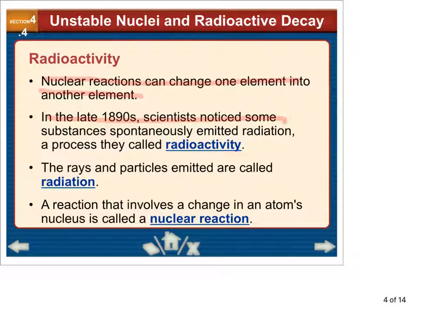In the late 1890s, some scientists noticed certain substances spontaneously emitted radiation. They called that radioactivity. And the rays and particles substances emitted are called radiation. So radioactivity is the process, radiation is what's being emitted. And any reaction that's going on to emit this radiation is called a nuclear reaction.